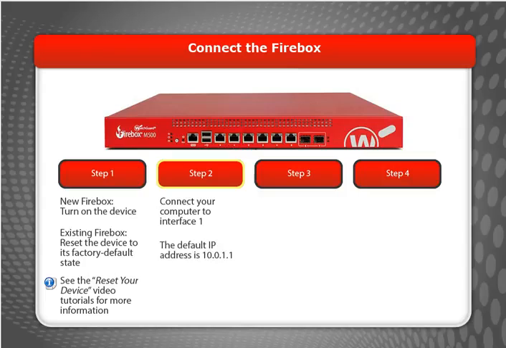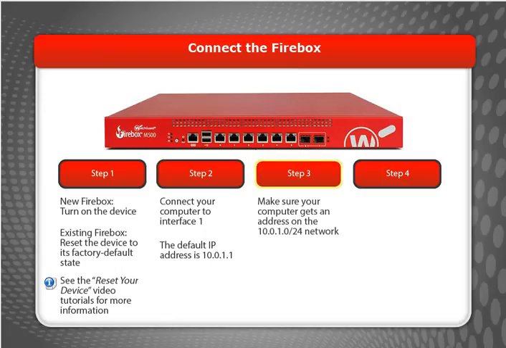The factory default IP address for Interface 1 is 10.0.1.1, so your computer also needs to have an IP address on that network in order to connect. If your computer is set up to get an IP address from DHCP, the Firebox will automatically assign your computer an IP address when you connect to Interface 1. Otherwise, you must manually configure your computer to use an IP address on the same subnet.